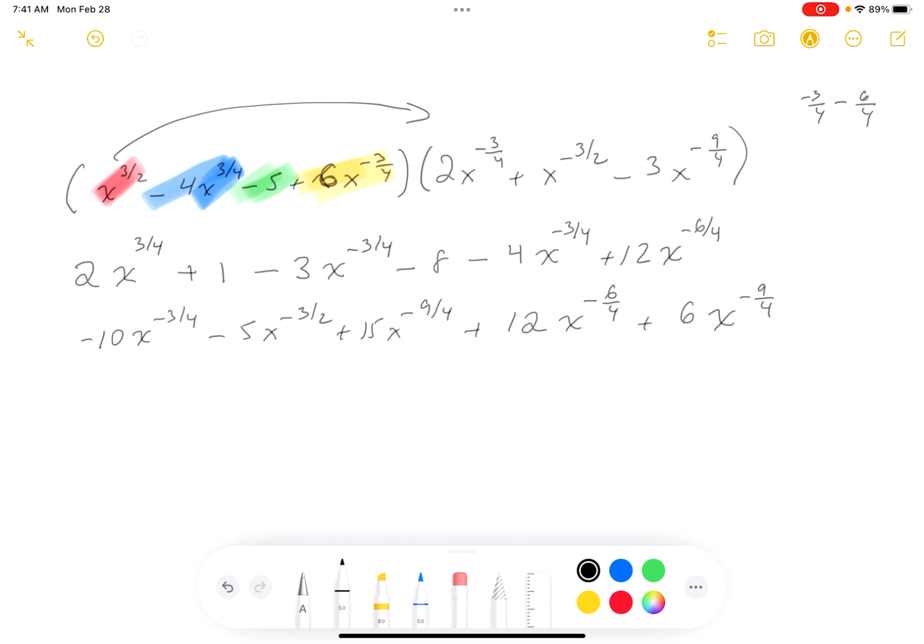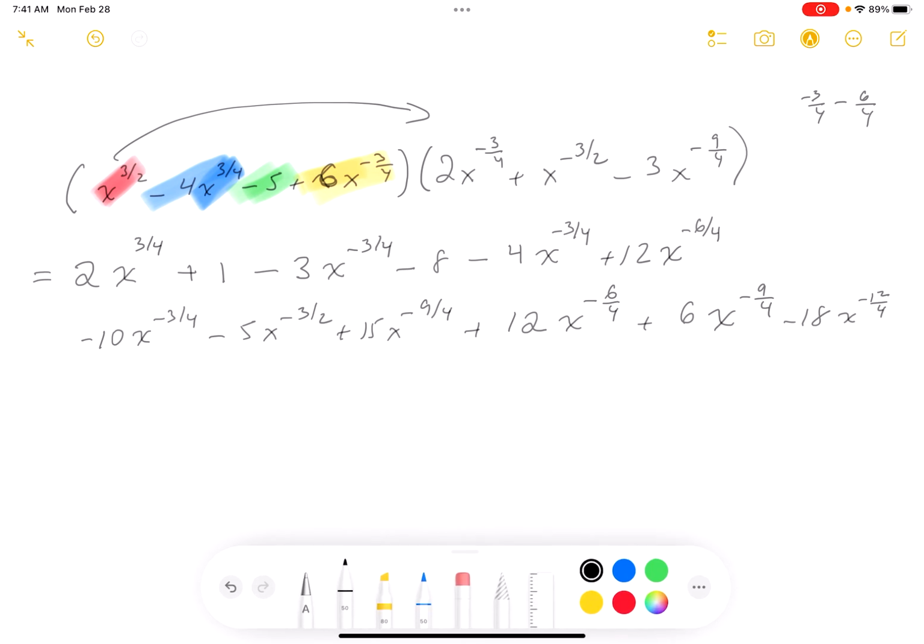All right, let's keep going. And then what do you get there? You get minus 18. And then you're going to get x. Well, let's see, minus 3 minus 9 is minus 12 quarters. All right.